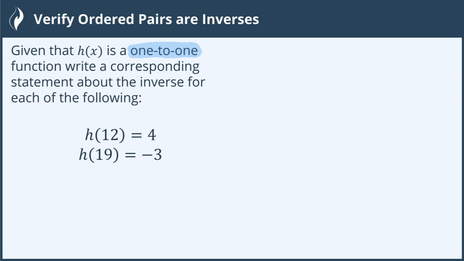Now, let's take a look at our two specific components here. We're told that h of 12 is equal to 4. When we say that h of 12 equals 4, notice that this is really saying h of x is equal to y. So we know that the point (12, 4) is on our graph for h of x, because the x is 12 and the y is 4.